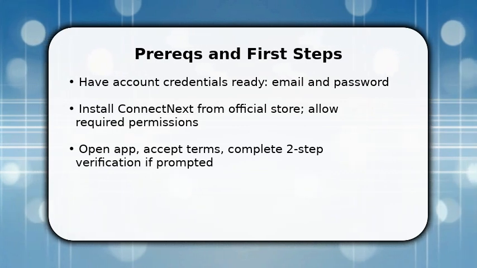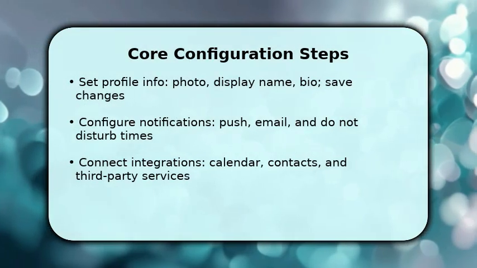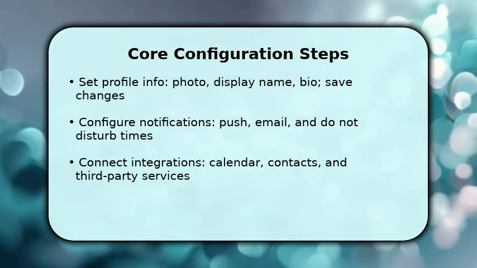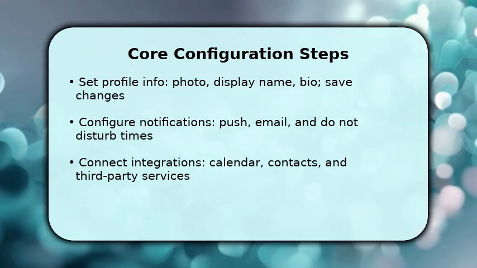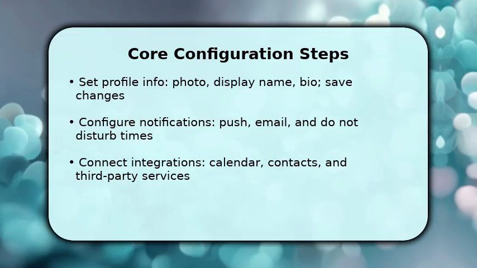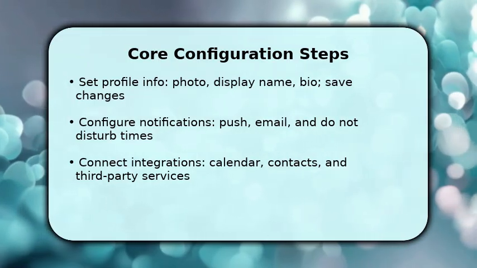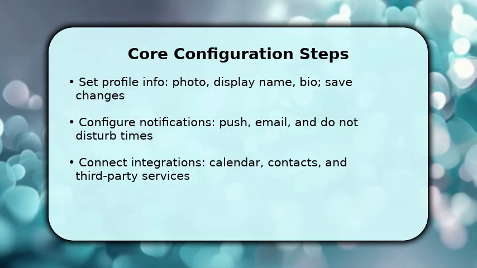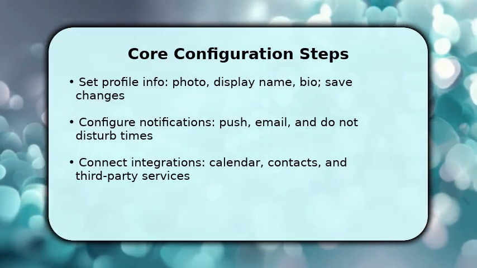You'll now configure the core settings that let Connectnext work for you. First, edit your profile with a photo, display name, and a short bio so contacts recognize you quickly. Then go to notifications to toggle push and email alerts and schedule Do Not Disturb windows to avoid interruptions.